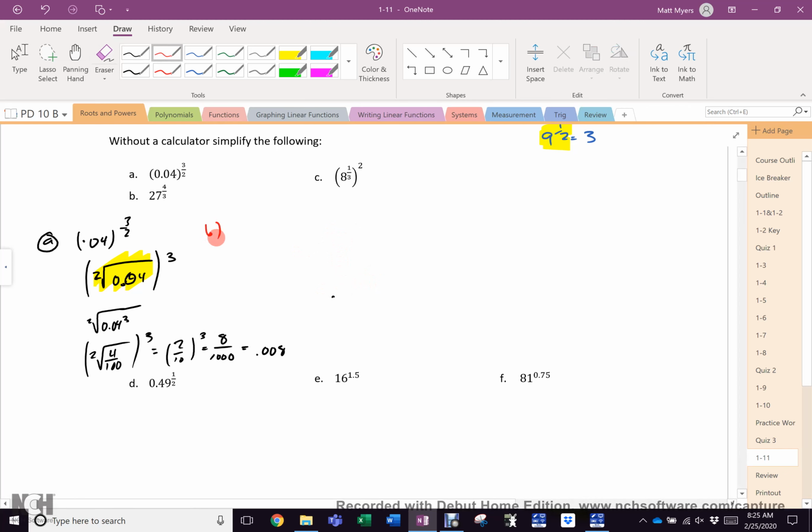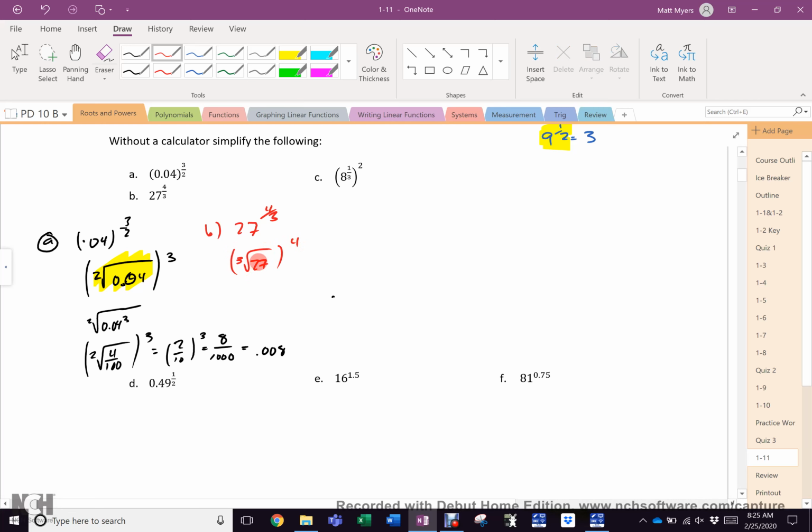B. 27 to the 4/3. Again, awfully hard to write 27 times 27, 4/3 of a time, right? So it becomes the cubed root of 27 to the 4th. Now, I've kept the 4 out here because this has a cubed root. All right? That's why we're doing it this way.